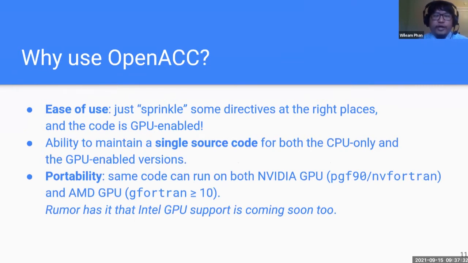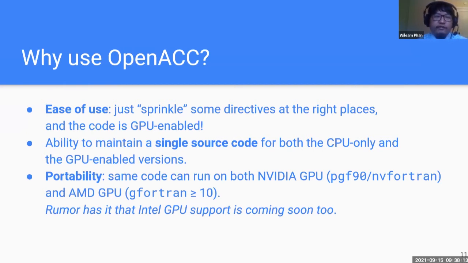First, and the most important, is the ease of use of OpenACC, just like its motto: more science, less programming. You just sprinkle the OpenACC directives at the right places and your code runs on the GPU, which is awesome. The second is you can maintain a single source code, because the OpenACC directive is a pragma in C and C++, and in Fortran a sentinel, a specially formatted comment, exclamation mark $ACC. So you just need to toggle the compiler flag to enable OpenACC. Otherwise, they will be treated as comments. So we are able to maintain a single source code for both the CPU-only version and the GPU-enabled version.